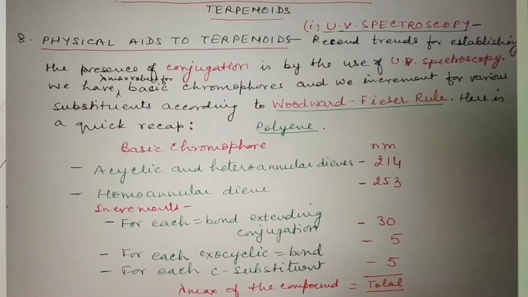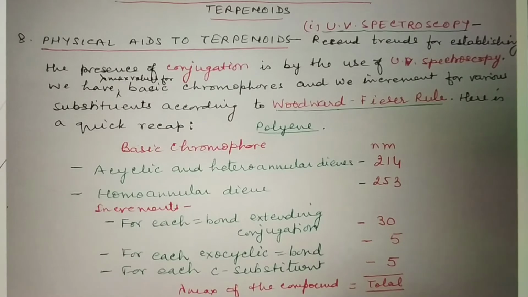Now, among the physical aids to terpenoids, first we take UV spectroscopy. A recent trend for establishing the presence of conjugation is the use of UV spectroscopy, and we have lambda values for basic chromophores and we increment for various substituents according to the Woodward-Fieser rule, as we have studied in the previous classes. Here is a quick recap of the Woodward-Fieser rule.